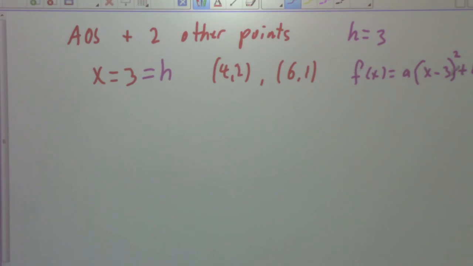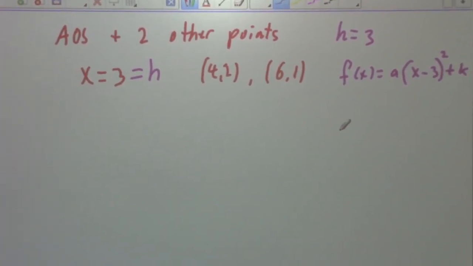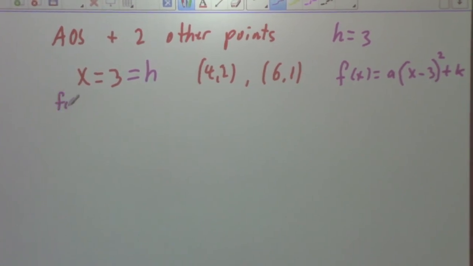So that's what we have. And then we have 2 other points which are needed for us. So here we're going to put on the left for the point 4, 2. We're going to replace f of x with 2.